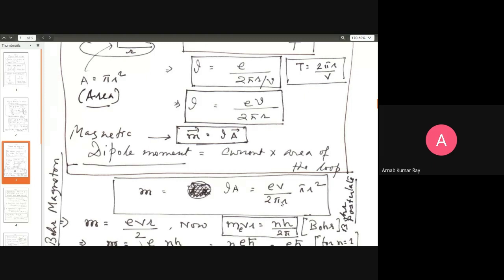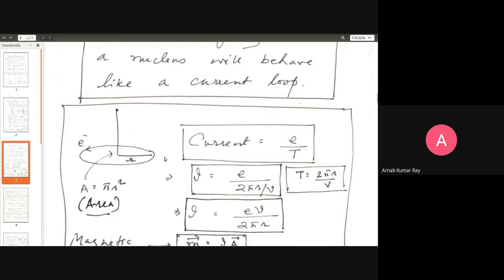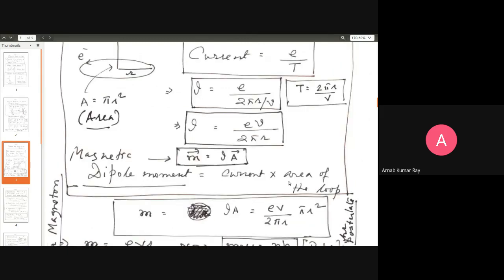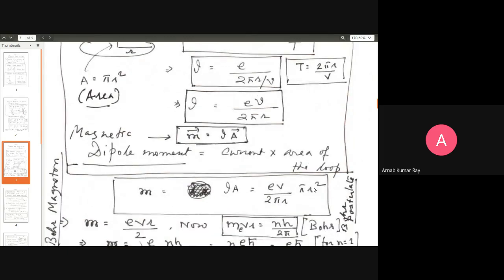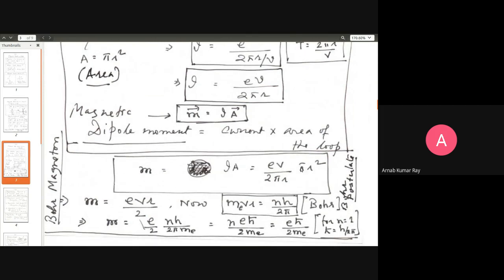I is ev by 2 pi r, and area is pi r squared. Area of the loop enclosed by the orbit, that is pi r squared. So all this pi business will cancel, this pi and this pi will cancel, this r squared and this r will cancel to give you r, and so m, the magnetic moment, is evr by 2.